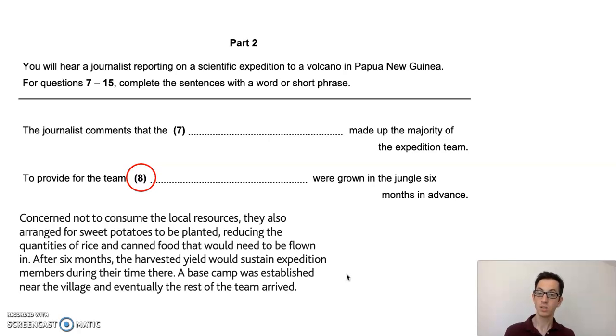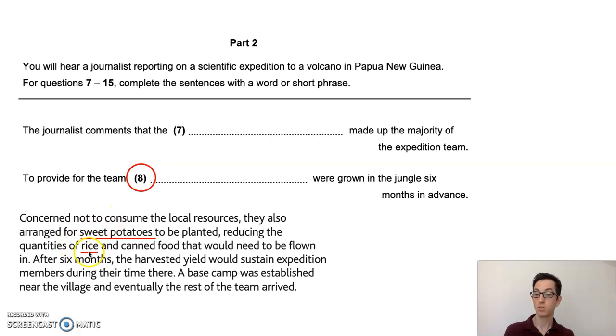Okay, so in this case, we hear sweet potatoes fairly early on. Another crop is mentioned later, rice, and there are some other options which don't fill the gap particularly well, but might be chosen by some candidates, such as canned food or harvested yield. So these are also distractors. Only sweet potatoes fills the gap, of course, because we're looking for a plural noun, which sweet potatoes is. Rice is singular, and so that wouldn't fill the gap.